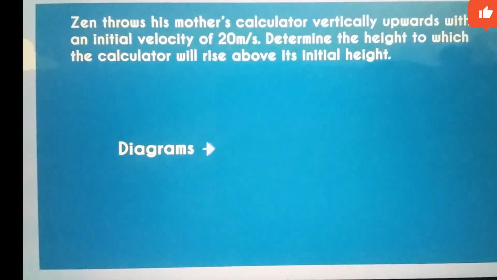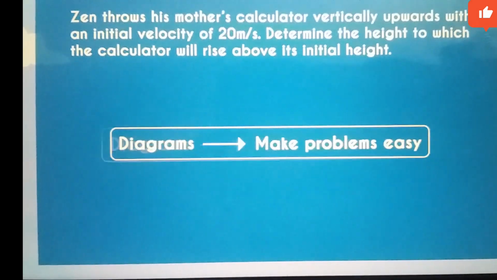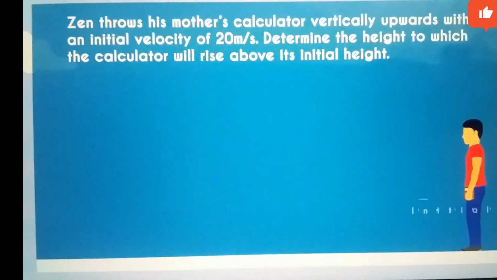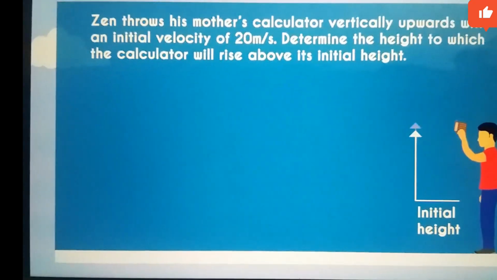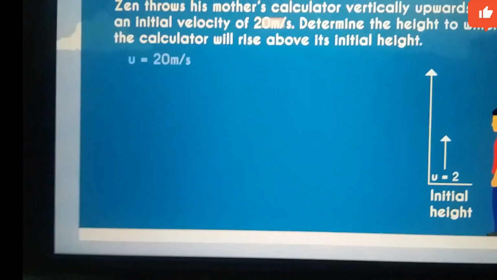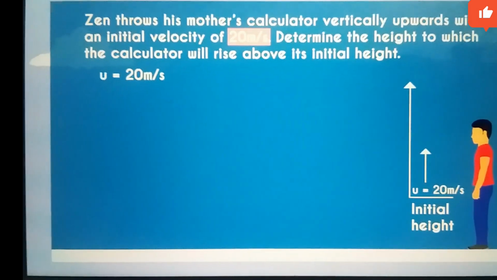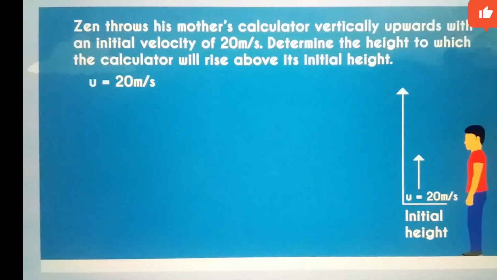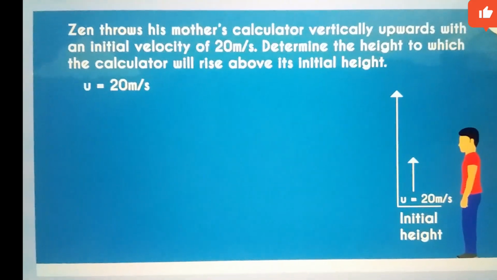Word problems always get easier with diagrams. Say this is the ground level, and this was the initial height from which Zen threw the calculator upwards. The initial velocity u is given to us as 20 meters per second. That's the velocity at which Zen throws the calculator upwards.